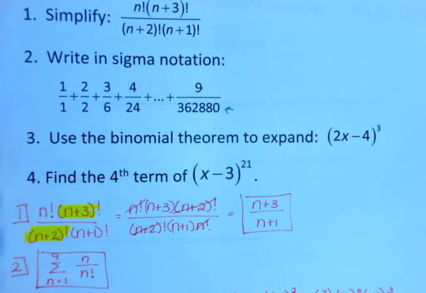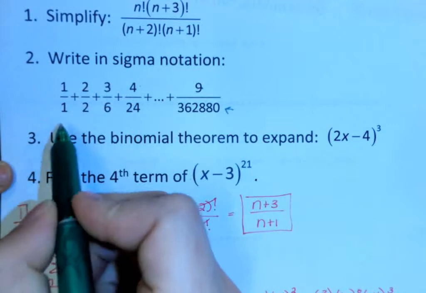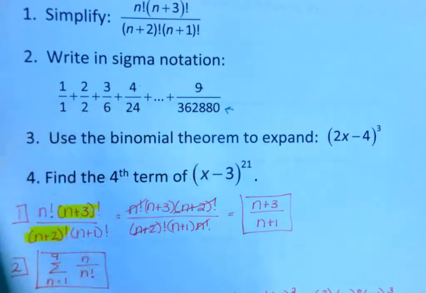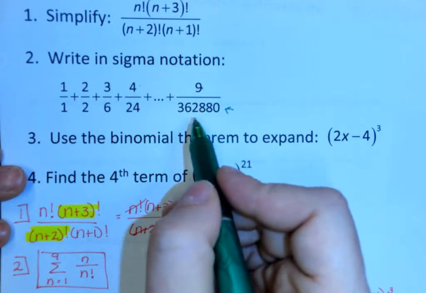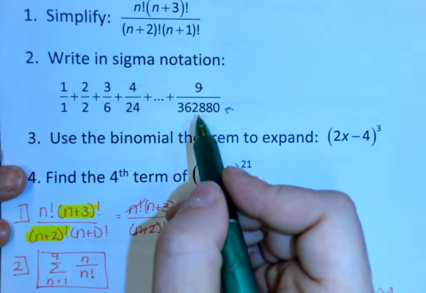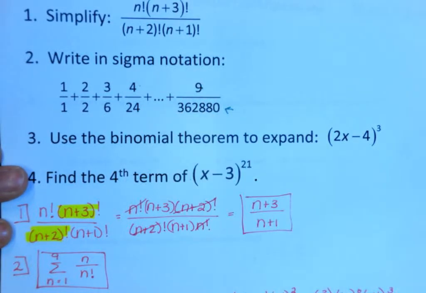I know if I see 1, 2, 6, that's usually a factorial pattern. I have no idea what gives me that with factorials, but the tops I get pretty easily.